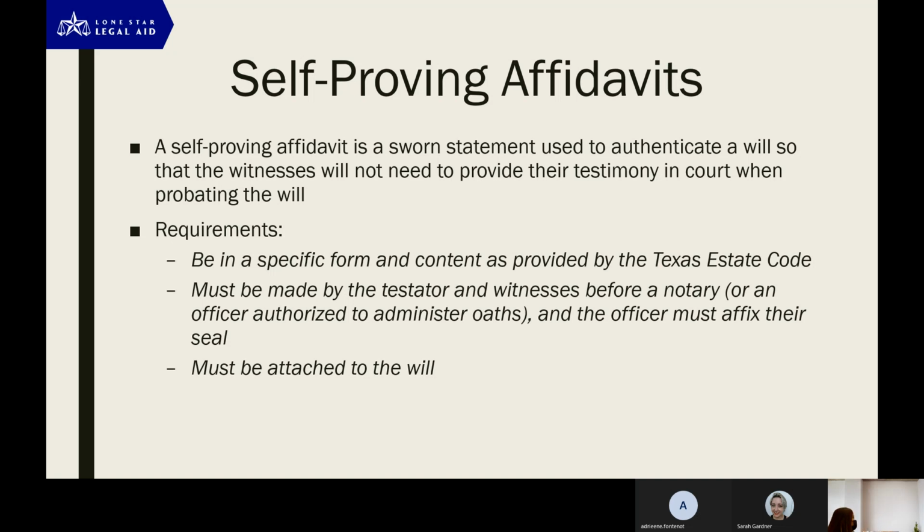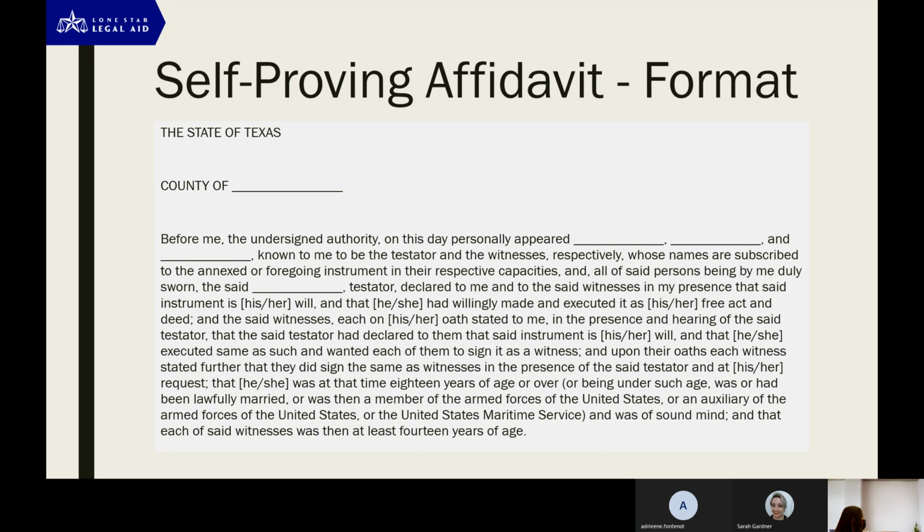In the Texas State Code, there is a specific form, and I'm going to show you an example of it following this. It must be made and signed by the testator and the witnesses before a notary. And the notary must affix their seal. This self-proving affidavit must be attached to the will. And right here, we can see an example of what a self-proven affidavit looks like. This is a format. Essentially, the purpose of this is so that your witnesses do not have to go to court and provide any testimony in regards to the contents of the will or the legitimacy of the will.